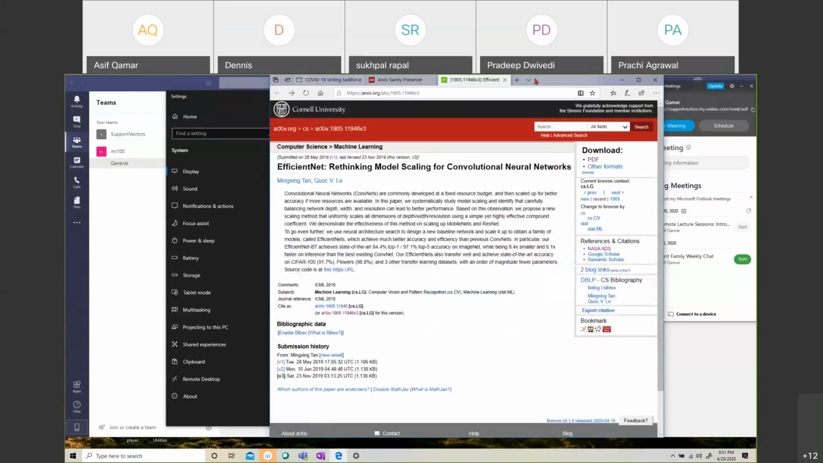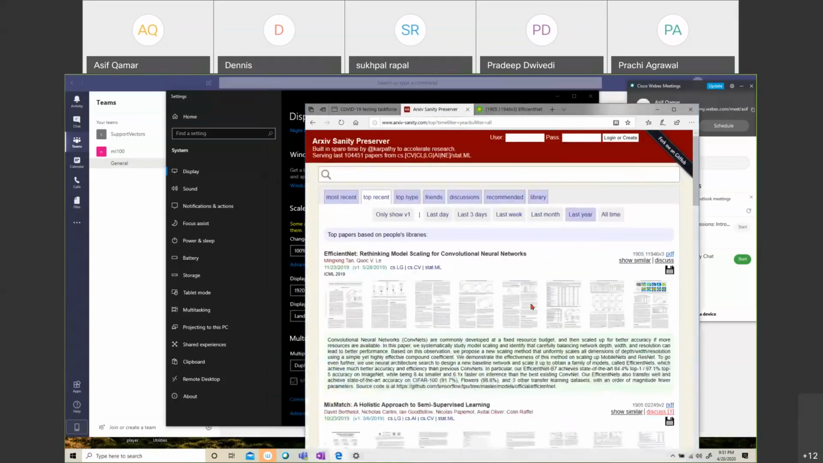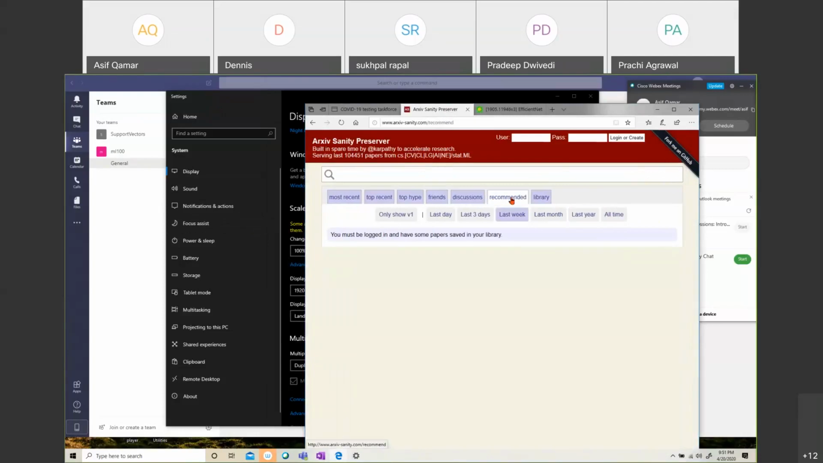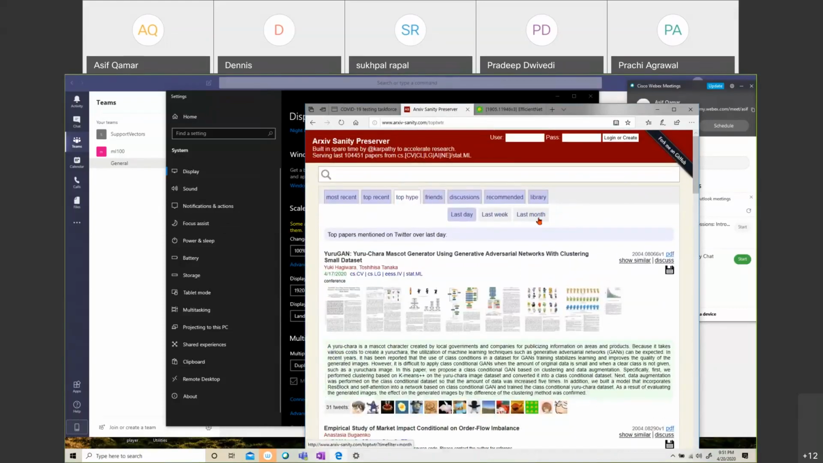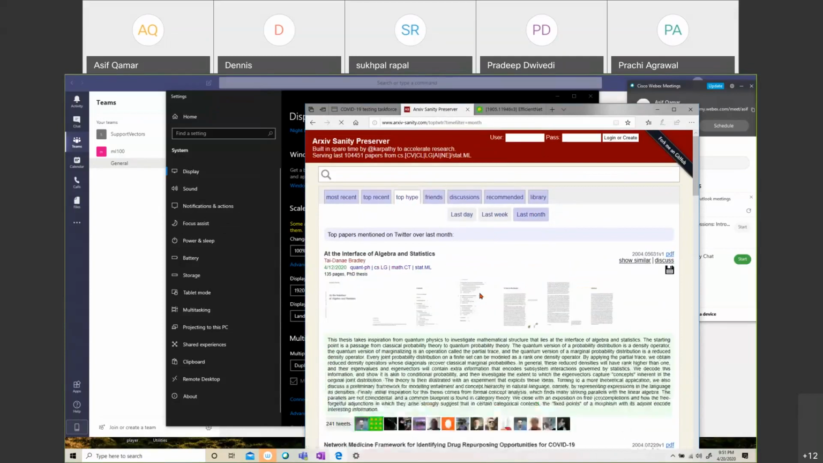So this is one way that I would suggest. This is Arxiv Sanity. Go and pick. Then you can go to the recommended, okay, so it recommended top hype. You can see for the last month what are the interesting papers.